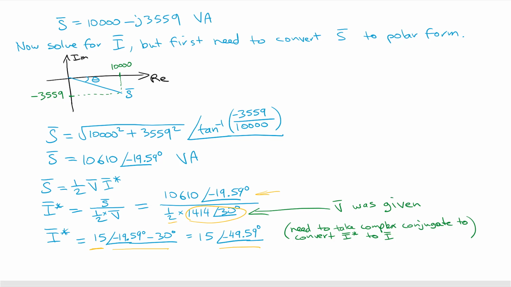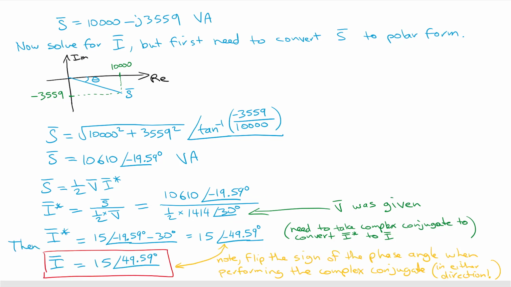However, the problem is we're stuck with the complex conjugate of the current phasor, so we need to convert the complex conjugate to the current that we're going to use, and all we have to do is flip the sign on the phase angle. So we've flipped the sign from negative to positive, so our current is 15 amps at a phase angle of 49.59 degrees. So let's put in the amps there. Okay, so that is an example of using the power triangle.